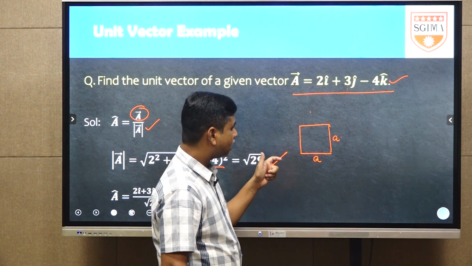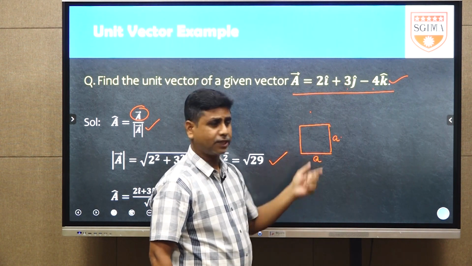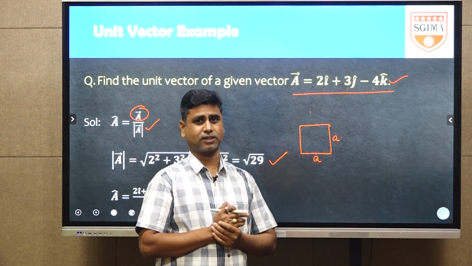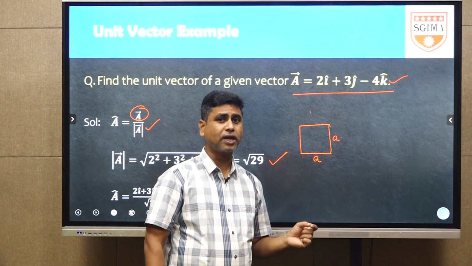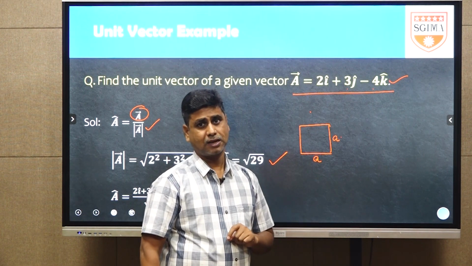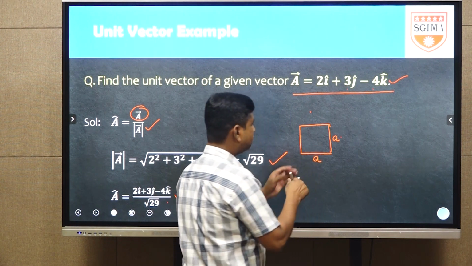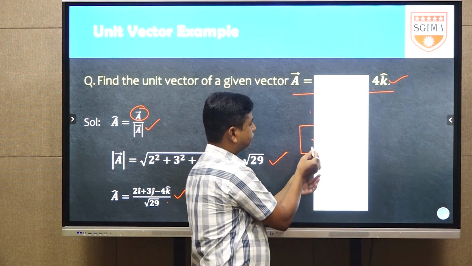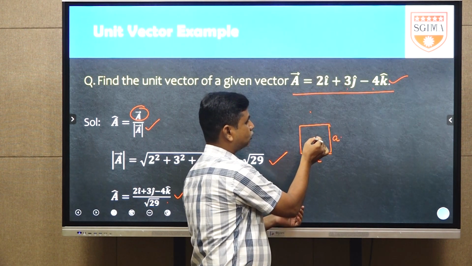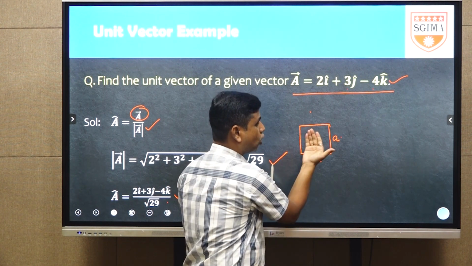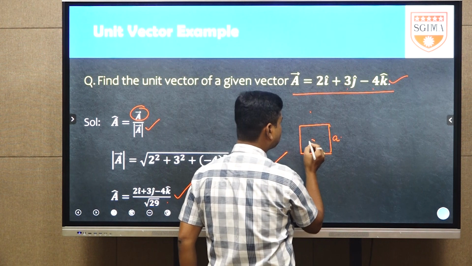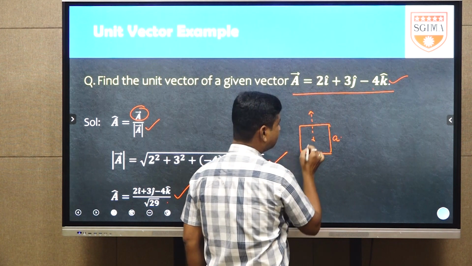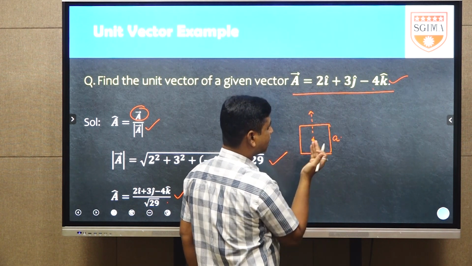For this square plate, what is the area? Area is a into a, that is a square. From a square you get the magnitude, but how do we take the direction? The direction of area is normal to the plane. It is normal to that plane, acting in the outward direction. Here in this 2D drawing we draw the normal like this. This dotted line represents the normal to the plane of the area.